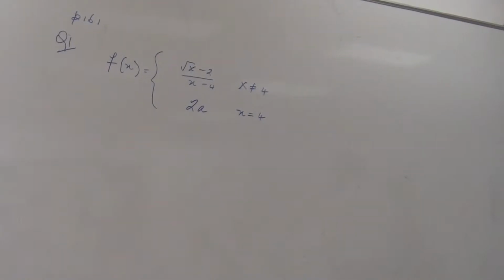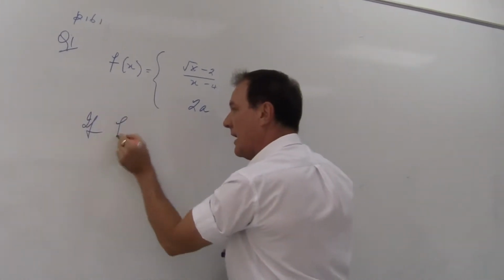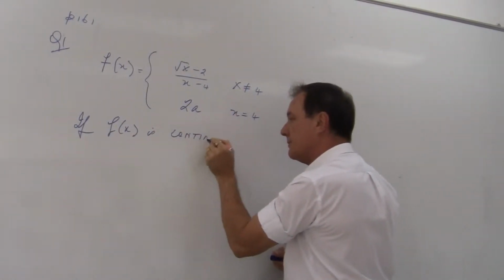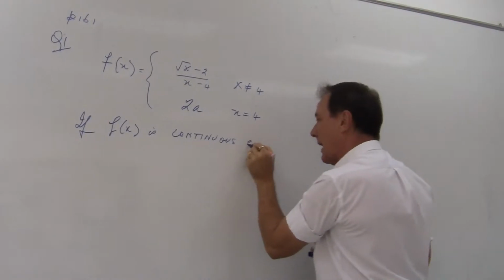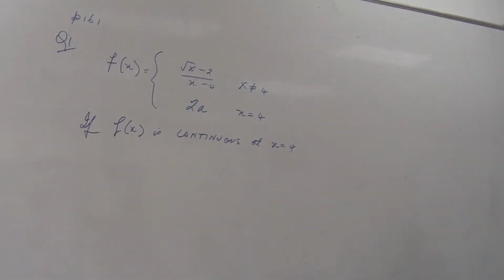Which one of the following values is equal to A? It says if f is continuous at x equals 4. So it tells you where to start looking. It says if f of x is continuous at x equals 4.